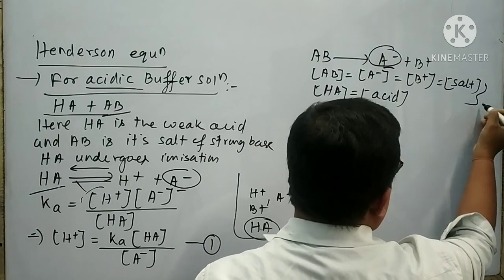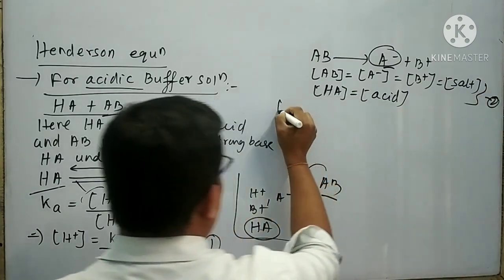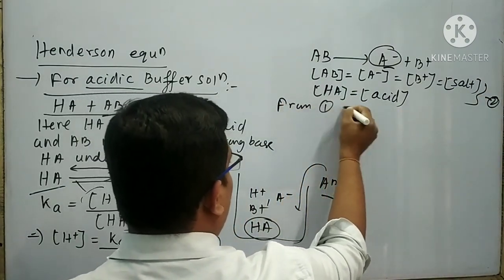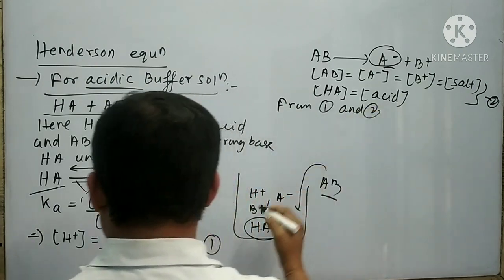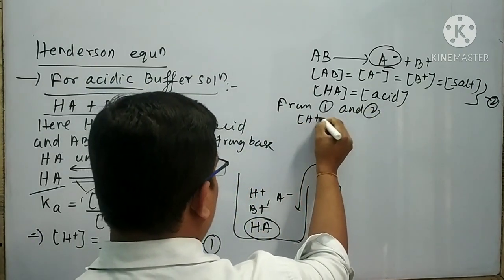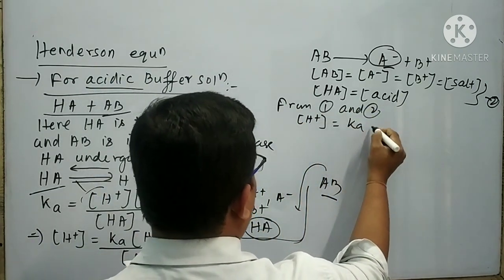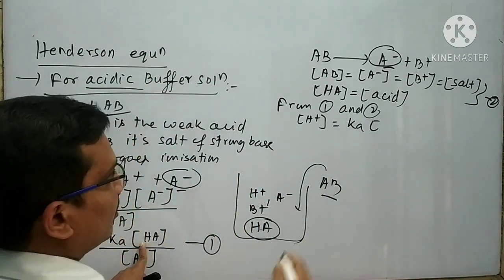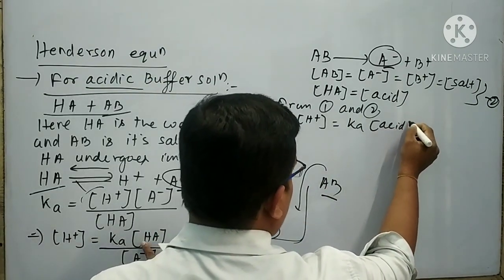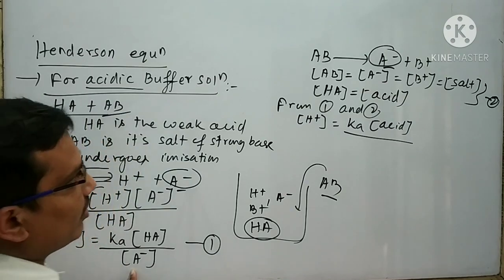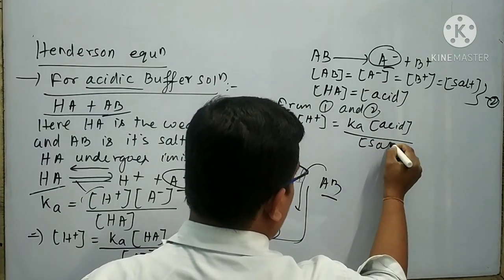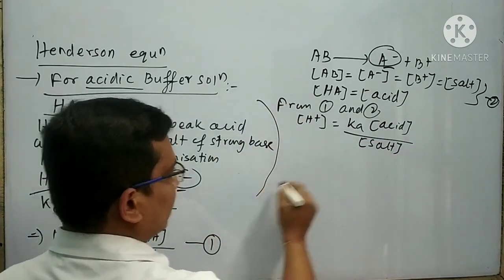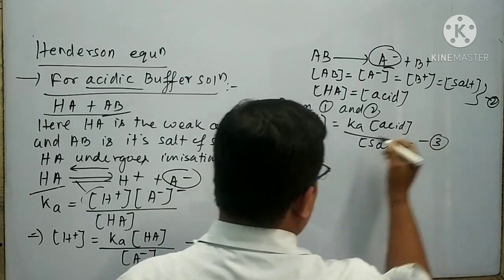Suppose these two equations are said to be equation 2. From equations 1 and 2, I can write concentration of H plus equal to K into concentration of acid divided by concentration of salt. Suppose this is your equation 3.